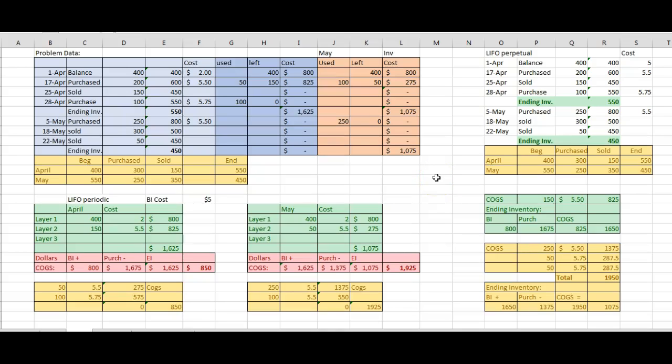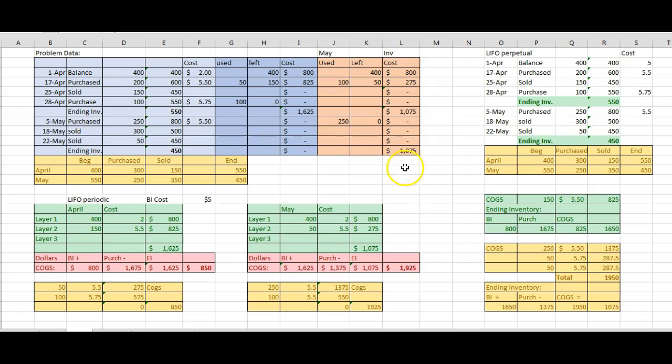Now this is LIFO. Now this is the reverse of FIFO. But this seems to go a bit quicker, so let's see what you think of this. Same setup as in FIFO, only instead of taking from the top layers, we take from the bottom layers.